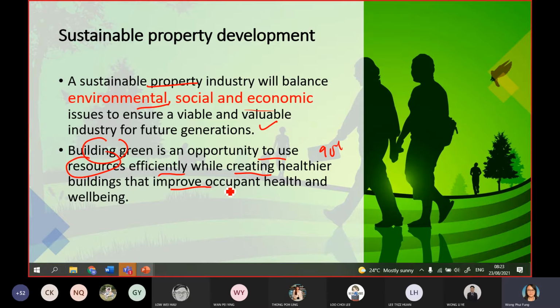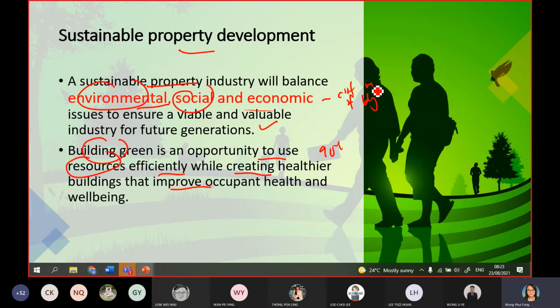So that's how we can integrate sustainability into property development. In terms of environmental, we can use resources more efficiently and reduce our extraction of natural resources. In terms of social, we need to improve human health and well-being, as I mentioned, because we spend more time indoors than outdoors. And the economic part is that we can save the cost of a building.